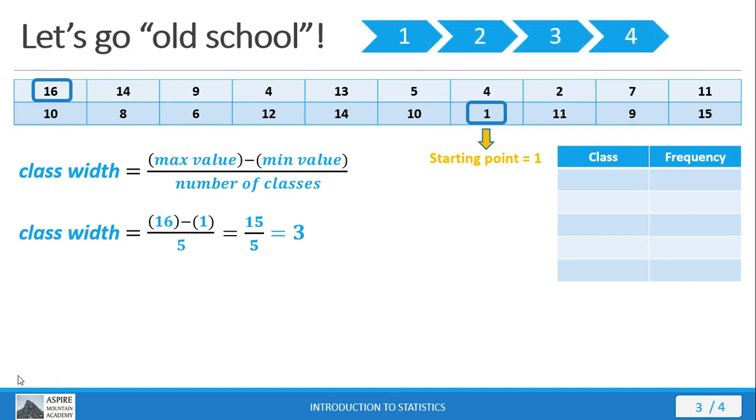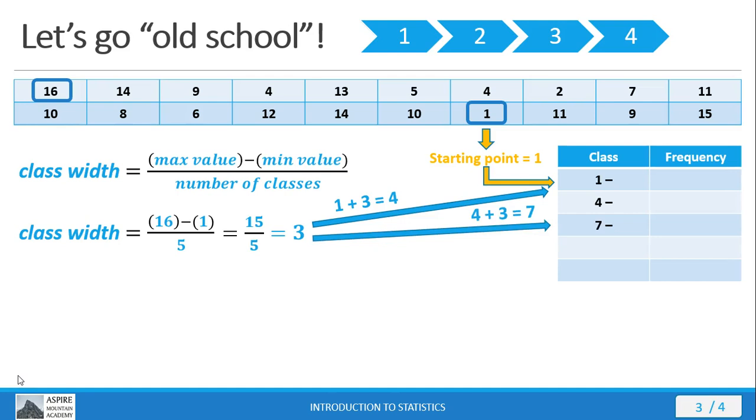Now, I can calculate all the upper and lower class limits. So let's start with the lower class limits. The lower class limit for the first class is my starting point, which is 1. I add the class width to that to get the lower class limit for the next class. So 1 plus 3 equals 4. I then add the class width again to get the lower class limit for the next class, which is 7. And so it goes for the remaining class limits.